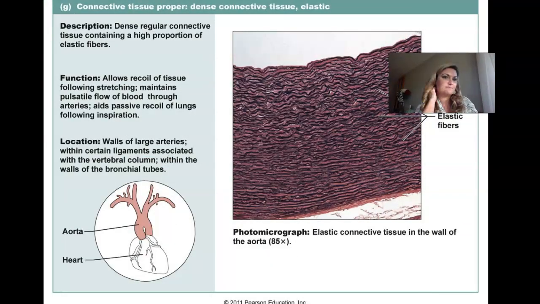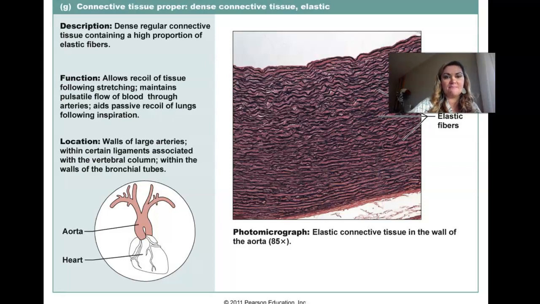With our next type, this is called connective tissue proper, and it's going to be a dense connective tissue. This one is slightly different from the other one that we saw. This one is going to have these elastic fibers that go through it, so there's not going to be those really thick collagen fibers like we just saw. With this one, it's going to contain a high proportion of those elastic fibers. It allows recoil of tissue following stretching, and so it's going to maintain a pulsating flow for blood through arteries.